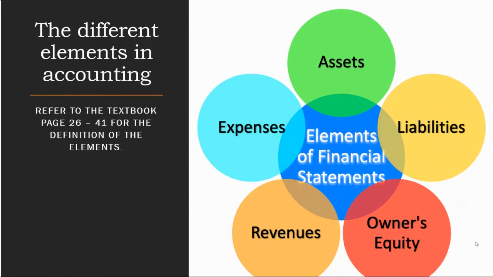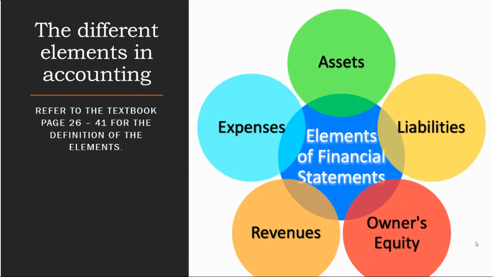Now, in your textbooks on page 26 to 41, they give you the definition of each of these elements, and you need to know what they are. They have not really asked them in a test before, except for the cost of sales they've asked previously. But when you have to do the classifications, it is quite important that you know which element means what. Okay, so let's quickly talk about the different elements.